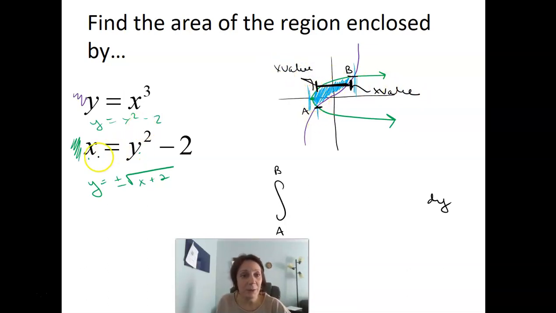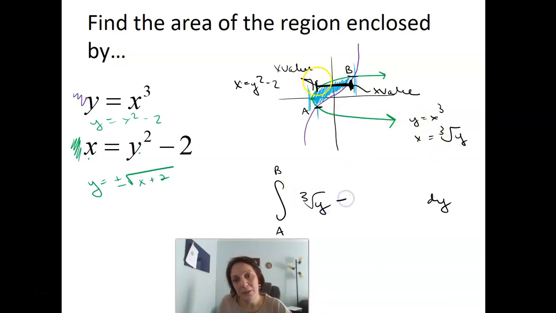This parabola was already solved for x. The x value right here is y squared minus 2. Over here, they gave me y equals x cubed, but I can get that into an x value real quick. x has to equal the cube root of y. So if I want the width of this rectangle, it's going to be the bigger x value, which is the cube root of y, minus the smaller x value, which is y squared minus 2. So I'm going to distribute my negative: cube root of y minus y squared plus 2.